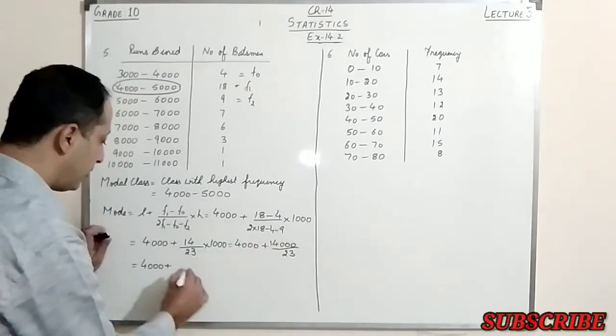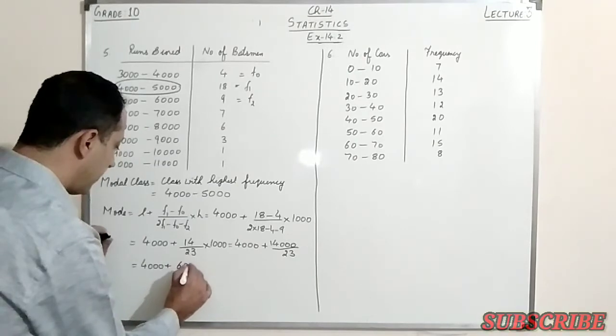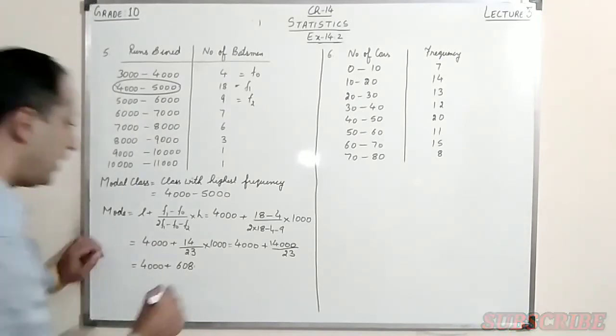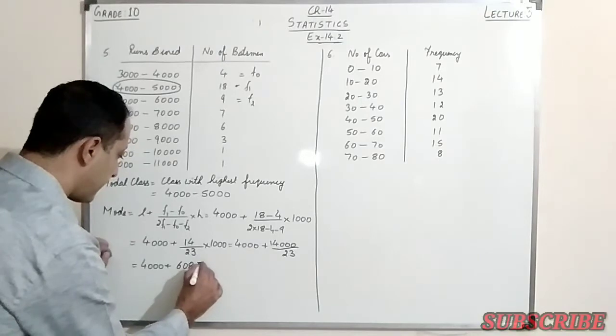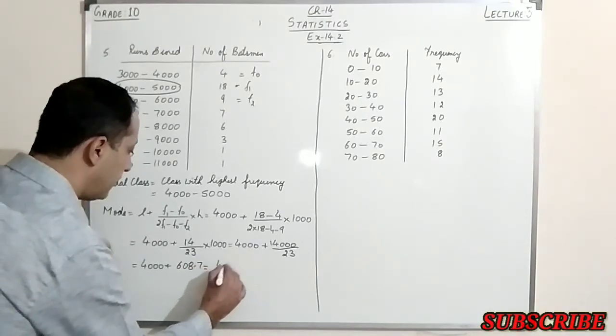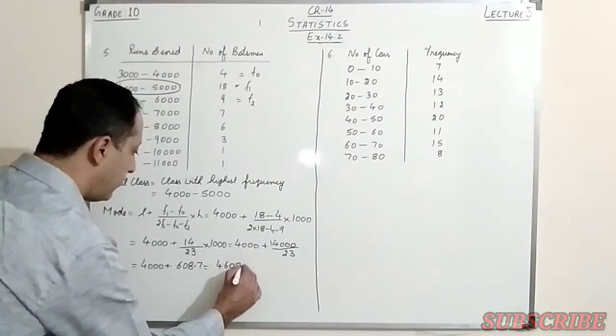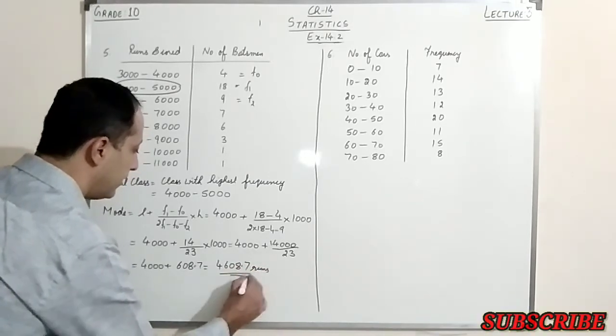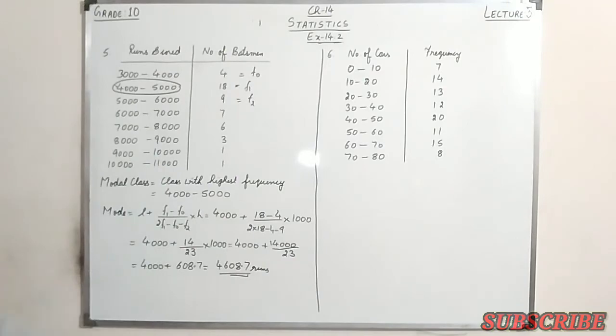So 14,000 by 23 is basically 608, and the point will be 7, rounded off 608.7. So we add this, we get it as 4608.7, and these are runs basically, right? Slight mistake was there. 18 minus 4 is 14, right?